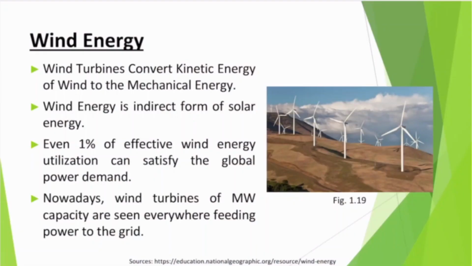So the technology required to take this wind plant into the sea, and having a transformer and the cabling to get the electricity to the onshore, become a challenge, and we'll deliberate on that. Nowadays, wind turbines of megawatt capacity are seen everywhere feeding power to the grid. Initially, it was at kilowatt level, and today it is at megawatt scale. So 2, 5, 10 megawatt are the commonly seen wind turbines in the field today.